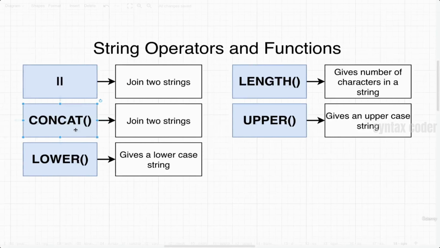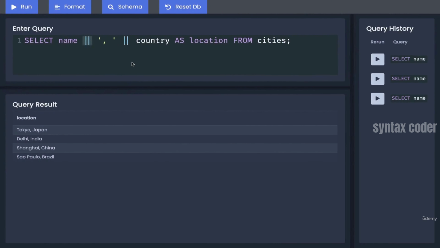We can use a function called concat to also join two strings. So this pipe operator and the concat function do the exact same thing. It is simply the syntax we are using that makes the difference. Let's try doing the exact same operation using concat. I'm going to delete name all the way to the end of country. I'll then replace it with all capitals concat.